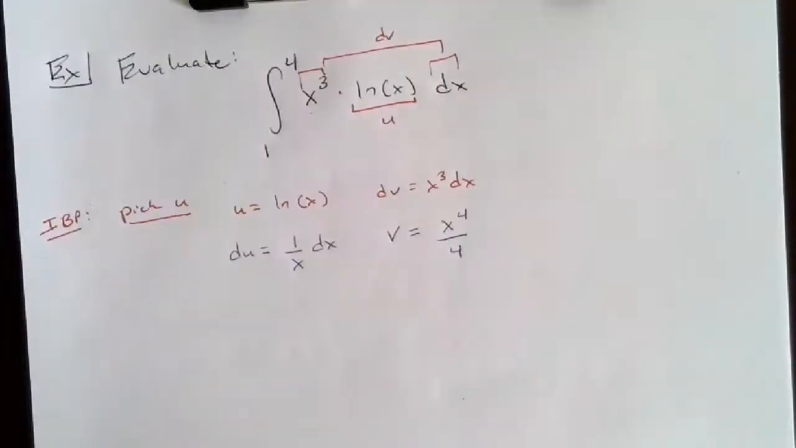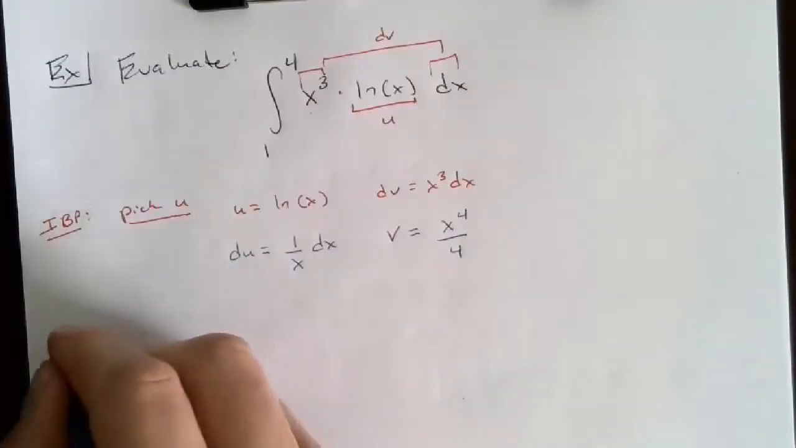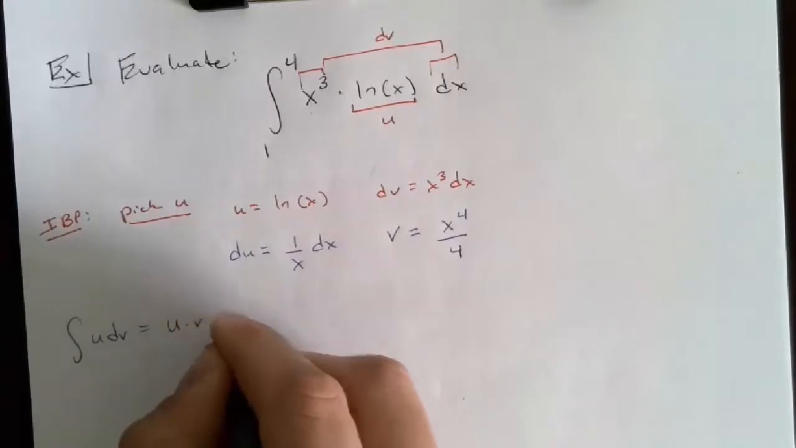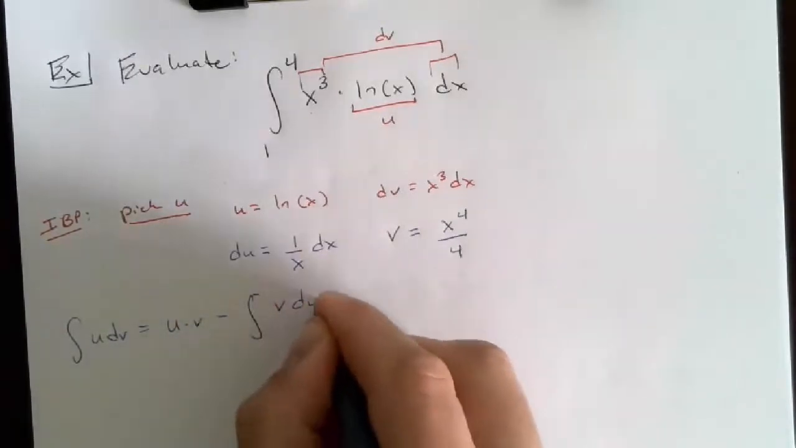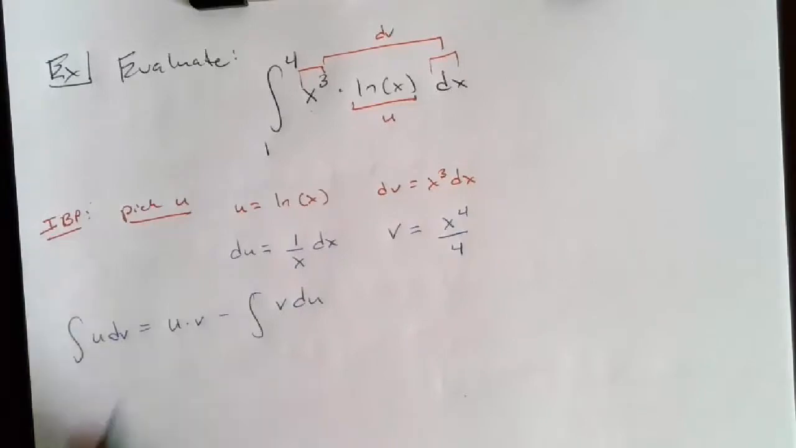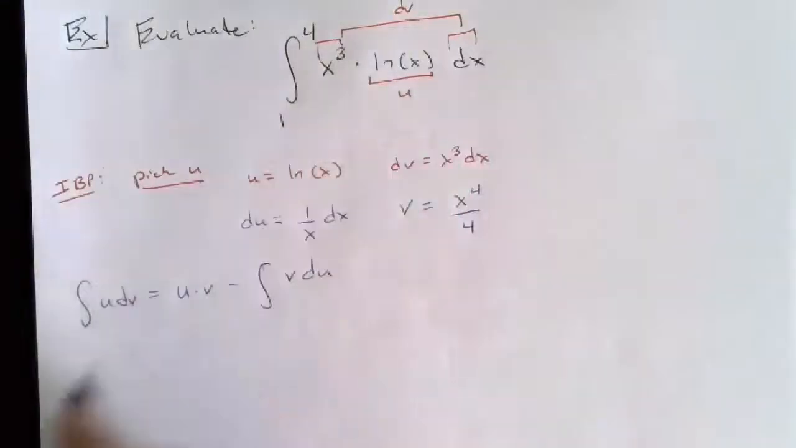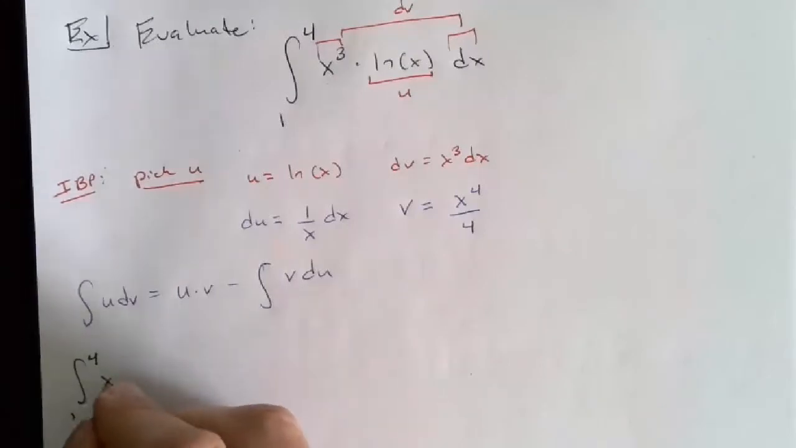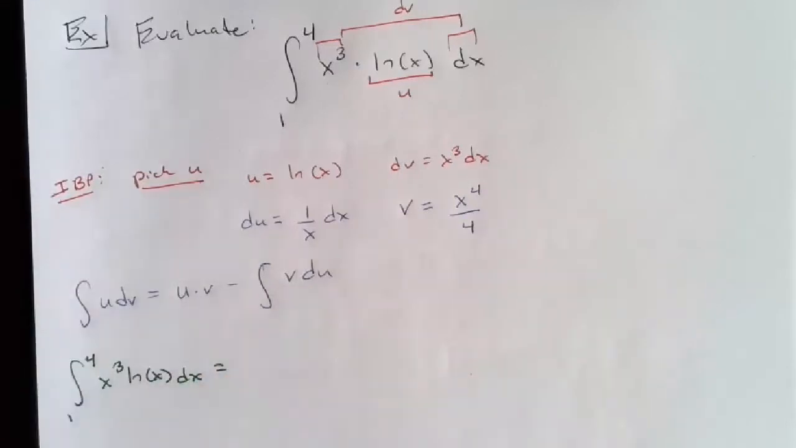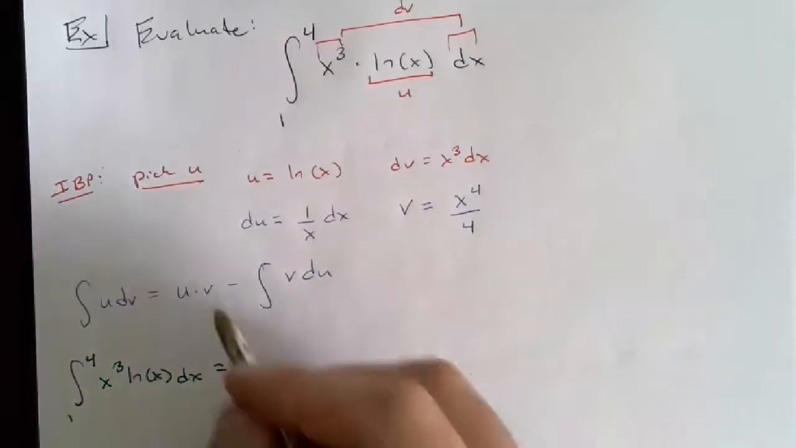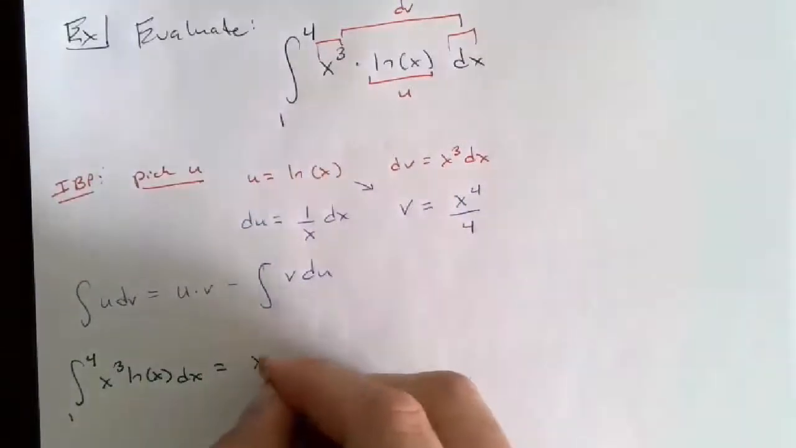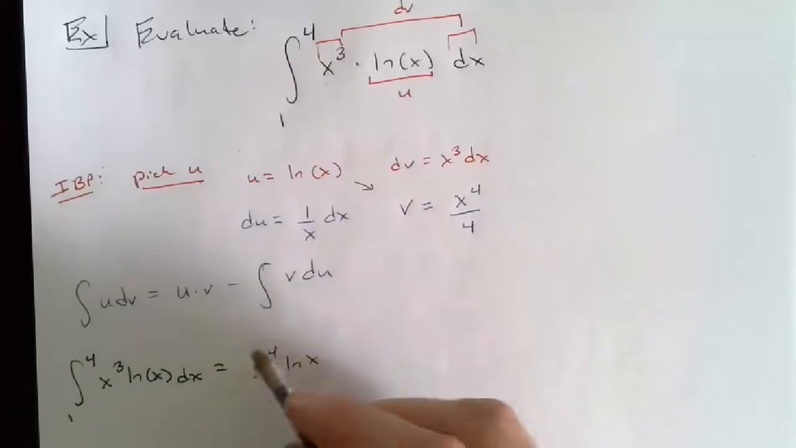So now we're going to rewrite this using our integration by parts formula. The integration by parts formula, remember, is the integral of u dv equals u times v minus the integral of v du. Remember, the left side is actually just what your original function is called. So integral of u dv is what we have up here, right? So it's the integral from 1 to 4 of x to the third ln of x dx. That's just the left side. And that's going to be equal to substituting in u times v, so u times v is natural log of x times x to the fourth over 4. I'm going to write it as x to the fourth over 4 times ln x. That's how you typically would see it written.